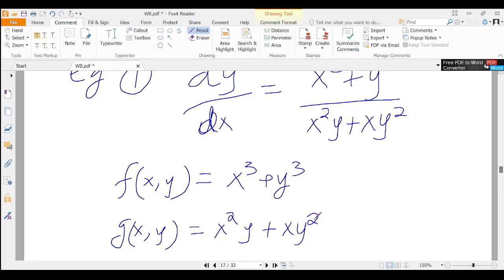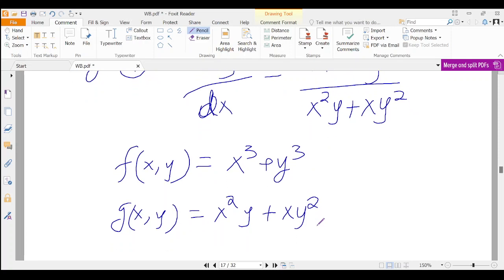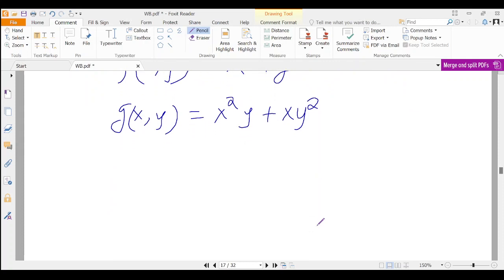So in this case, the numerator function, which is x cubed plus y cubed, is homogeneous of degree 3. And the denominator is also homogeneous of degree 3. So in this case, the differential equation is homogeneous of degree 3.